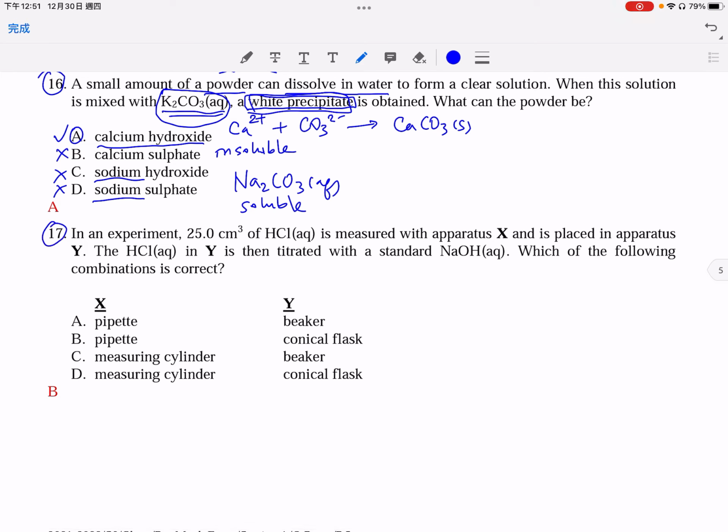Question number 17. The volume 25.0 cm cube is telling you that you are using the pipette. Normally, in this kind of experiment, after you use the pipette, you will drop the solution into a conical flask, and then later on, to carry out the titration together with the burette and so on. So this is obvious that B is the answer.